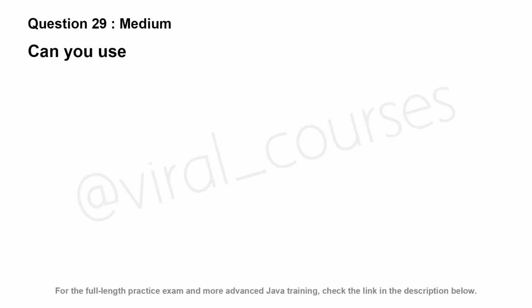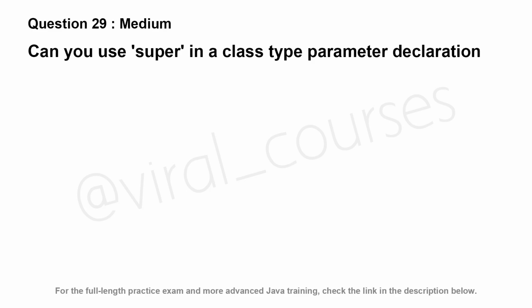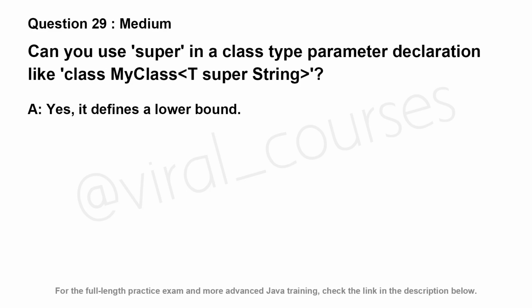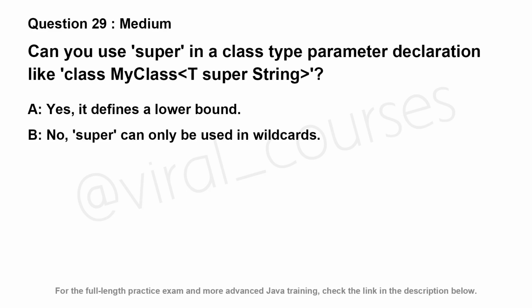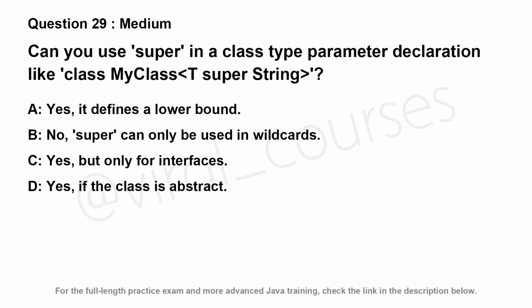Can you use super in a class type parameter declaration like class MyClass<T super String>? Option A. Yes. It defines a lower bound. Option B. No. Super can only be used in wildcards. Option C. Yes. But only for interfaces. Option D. Yes. If the class is abstract.